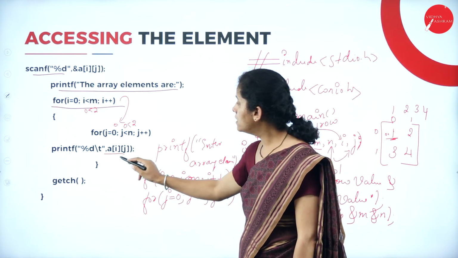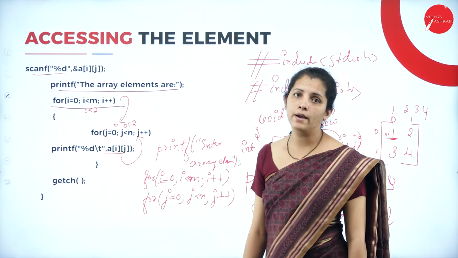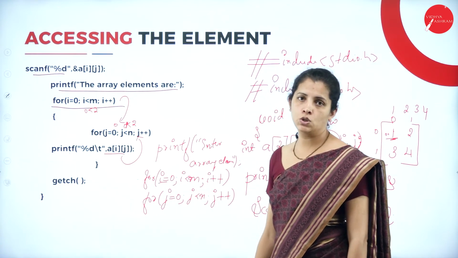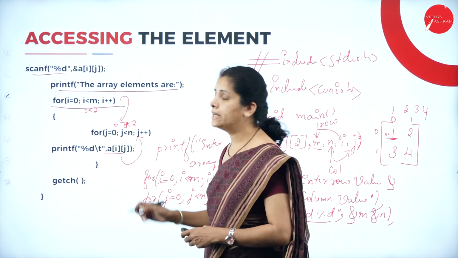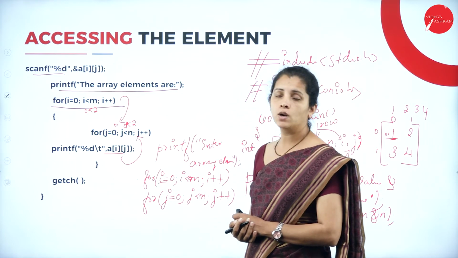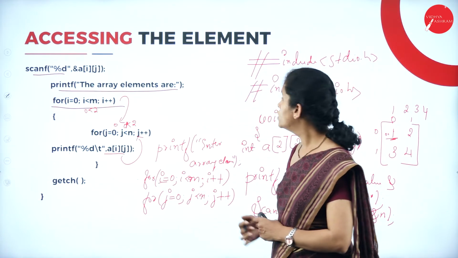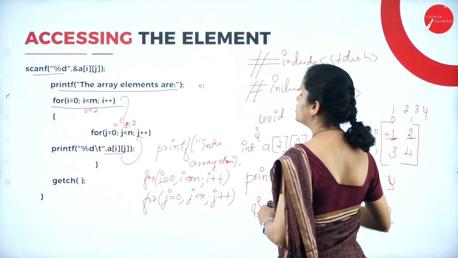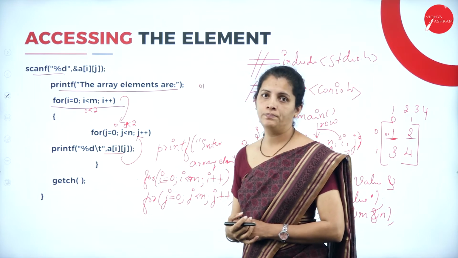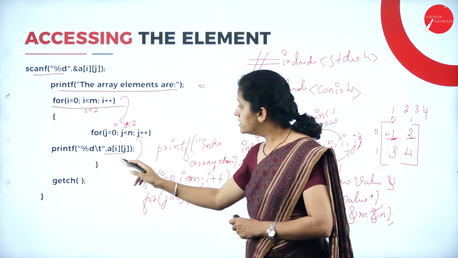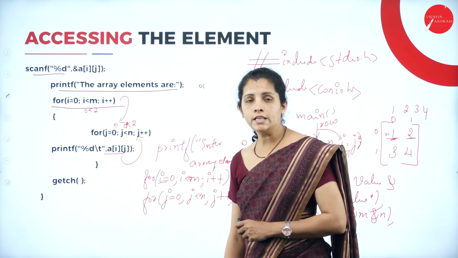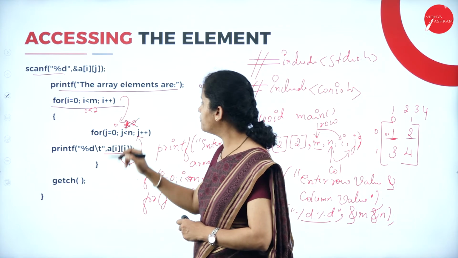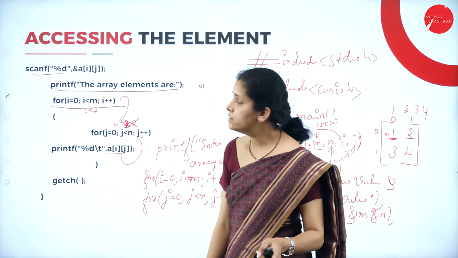Now what's going to happen? j is going to be incremented by 1. Now j is 1. 1 less than 2, it is true. So what is present at the location 0, 1? It is 2. So I'm going to display 2. Now j is incremented by 1. Now j is 2. 2 less than 2, so the condition gets false or failed.